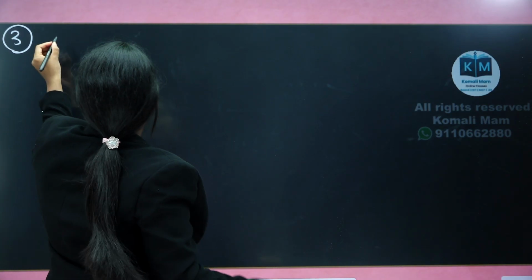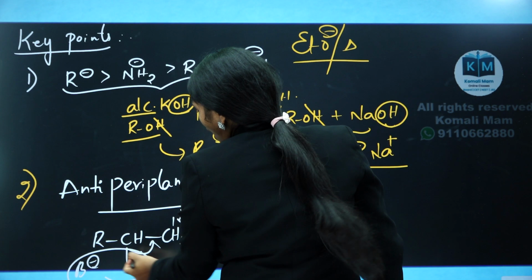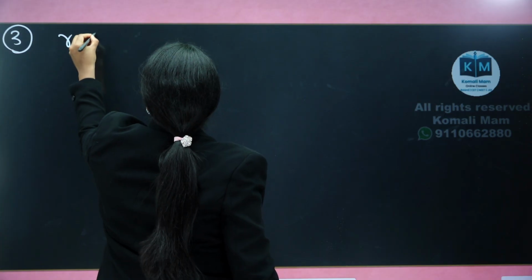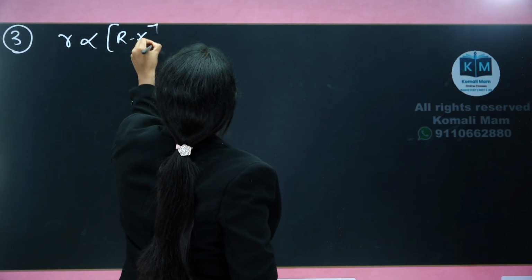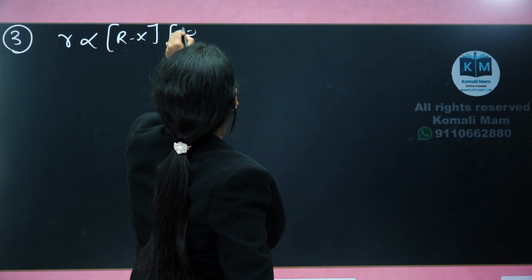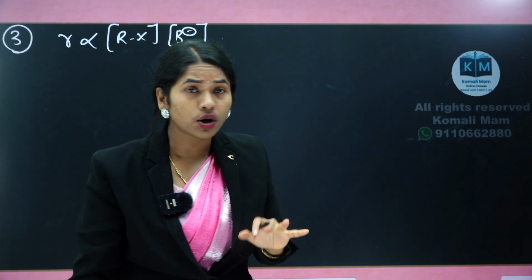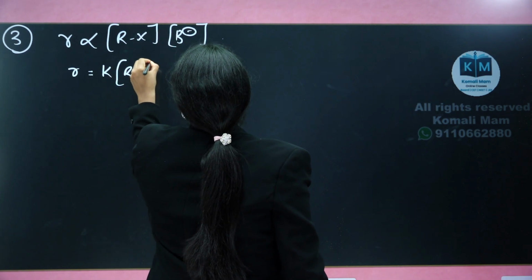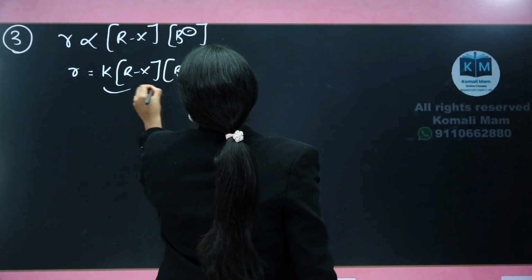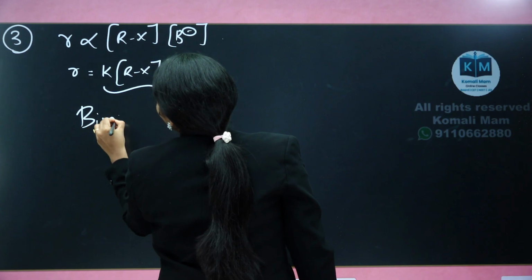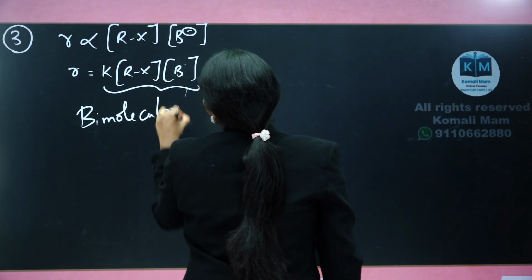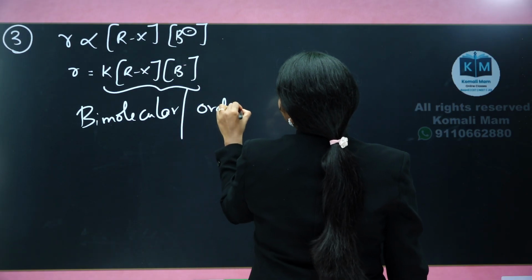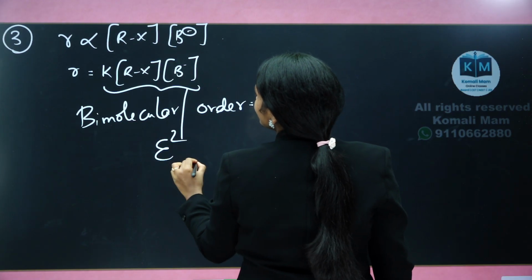Here I wrote one reaction. On the alkyl halide, this base is attacking. So the rate of the reaction depends upon the alkyl halide as well as the base. On these two factors, the rate depends. Okay. So remove this proportionality, put one constant here. So the rate depends upon these two, which means that it is bimolecular. Tell me students, what is this? Bimolecular. What is the order? Order of the reaction is 2. That's why we write it like this.